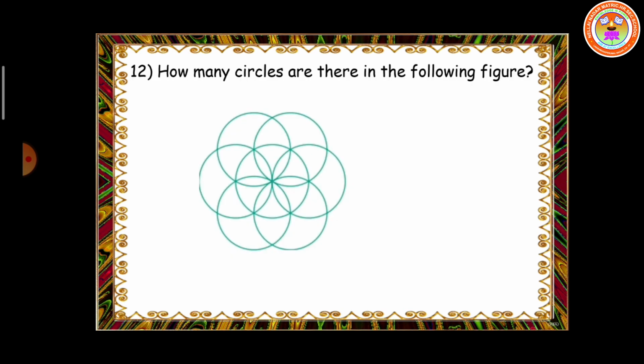12th question. How many circles are there in the following figure? 1, 2, 3, 4, 5, 6, 7. Totally there are 7 circles.